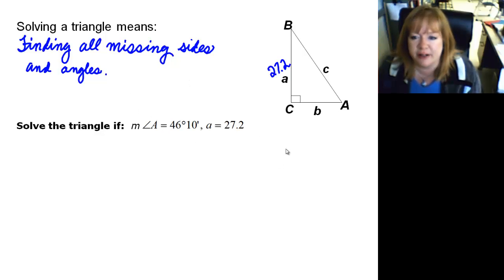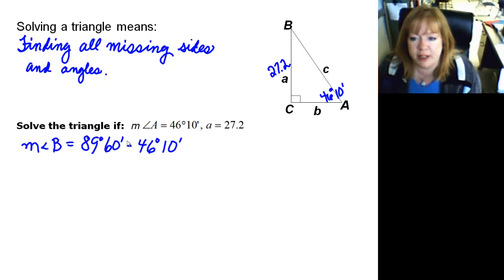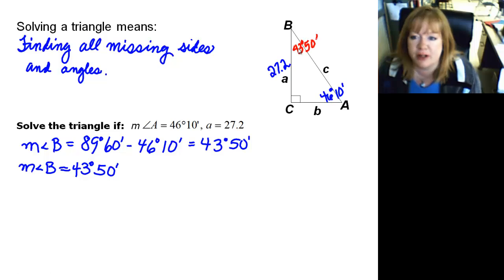Solve this triangle. Now this is a right triangle, but the ones we're going to be solving are not going to be right triangles. So solve this triangle if you've got the measure of angle A equal to 46 degrees 10 minutes, little a equals 27.2. These are ones that you have already done before. We know that we can find the measure of angle B by subtracting 46°10' from 90 degrees. 89 degrees 60 minutes is the same as 90 degrees. And so we get 43°50'. So we've got the measure of angle B.